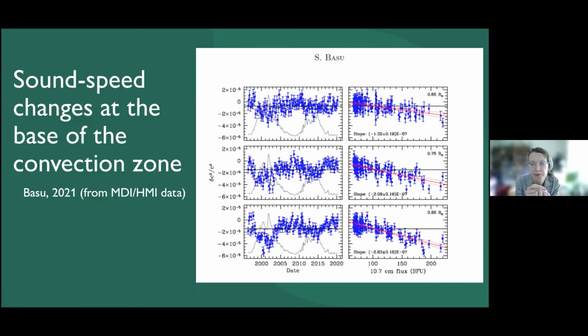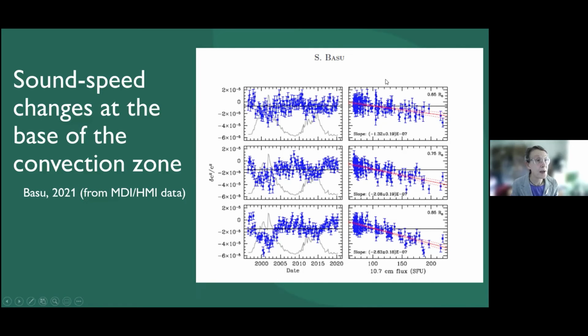the chi-squared changes with the solar cycle. So they believe that there's something there, and you can in fact see what looks like quite a significant change in the sound speed at the bottom of the convection zone at different depths over time and as a function of activity index.